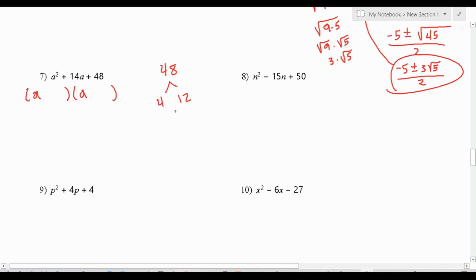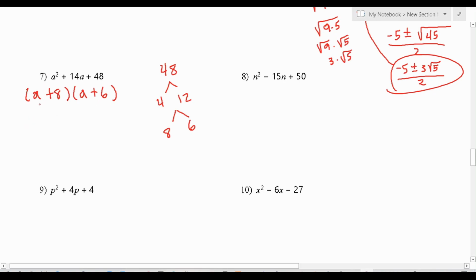What about 8 and 6? 8 times 6 will give you 48. 8 plus 6 will give you 14. So we know those two factors will work. So this is going to be a plus 8 times a plus 6.